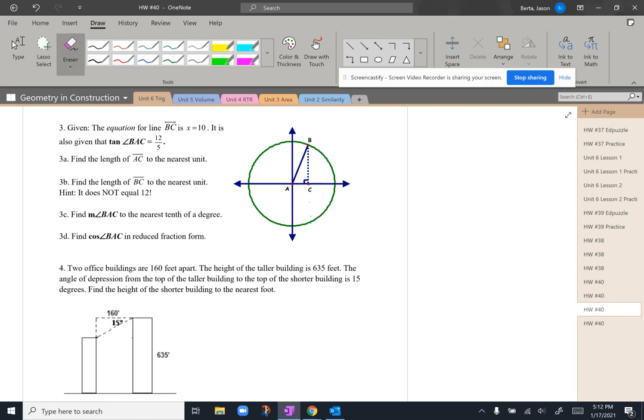Hey there, I just want to give you guys a few pointers on how to complete problem 3 in homework 40. So the key is understanding what the information is that is given to us. And so let's take it line by line.